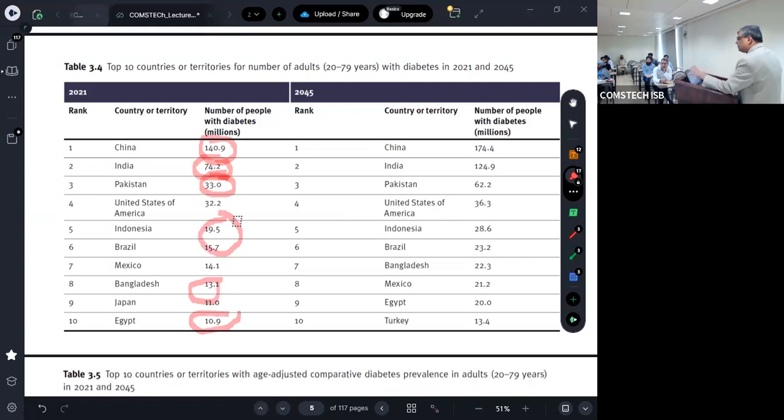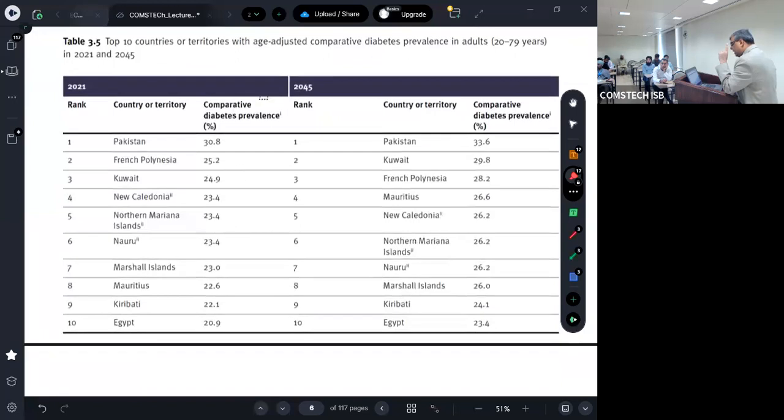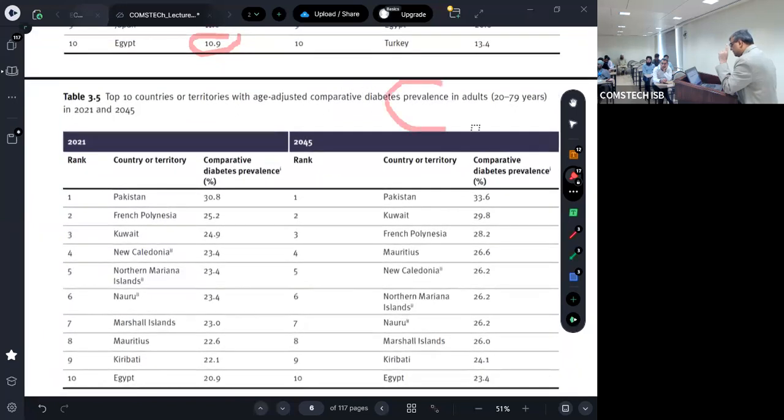According to these numbers, the IDF, the International Diabetes Federation, made the top 10 countries by prevalence in adults. Pakistan is number one, with almost 31% prevalence. That means in 100 adults, about 30 have diabetes, almost one-third. It's a huge number, an epidemic.